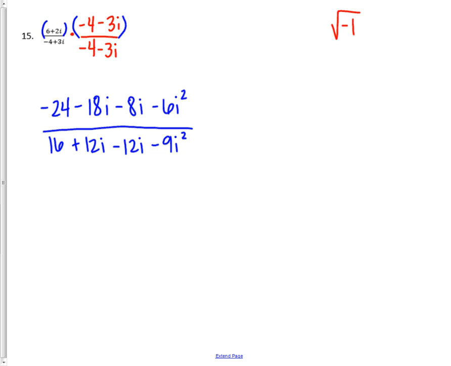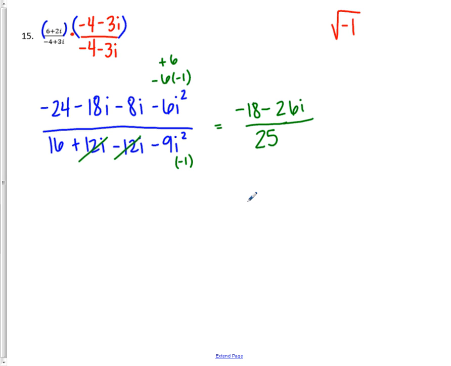And the whole point of that is to get rid of all the i's in the denominator, which kind of happen automatically here. And then like we said last time, i squared is like a negative 1. So negative 1 times that negative 9, that's going to be a plus 9. So 16 plus 9, we're going to get 25 in the denominator. Up here, this is a negative 6 times a negative 1, which is really like adding 6. So negative 24 plus 6 is negative 18. And then negative 18i minus 8i is minus 26i.